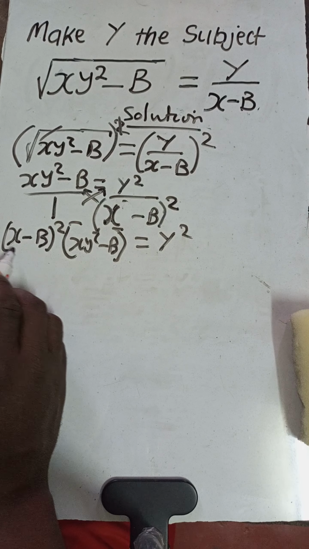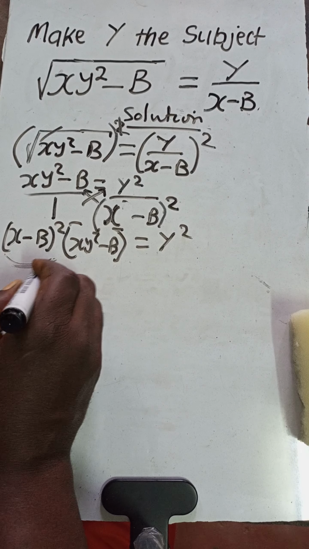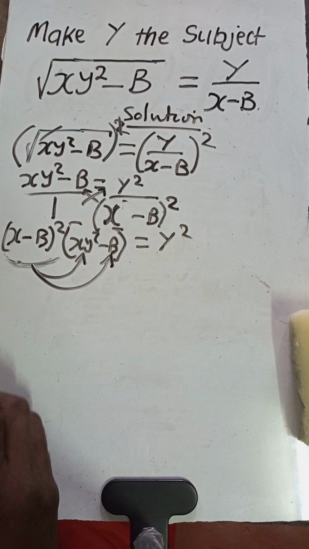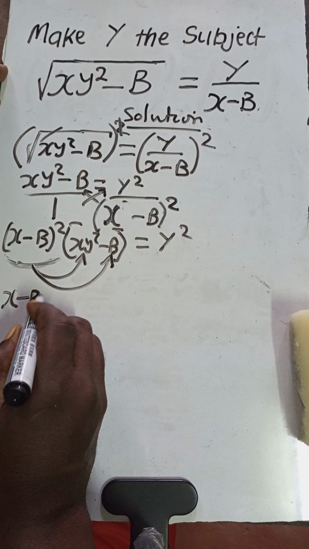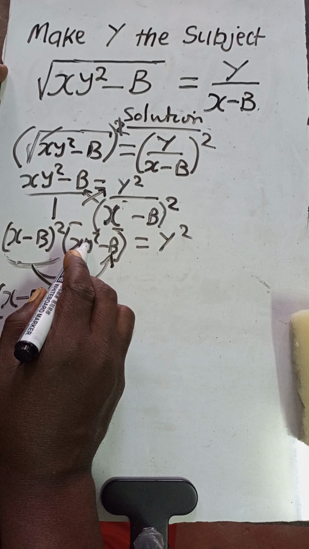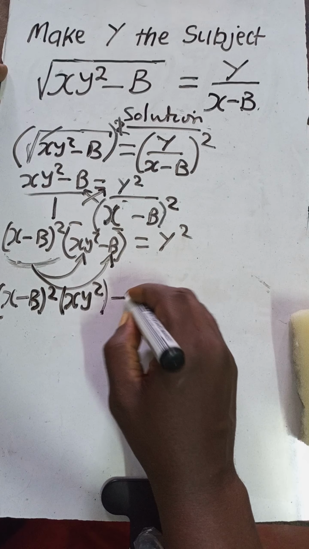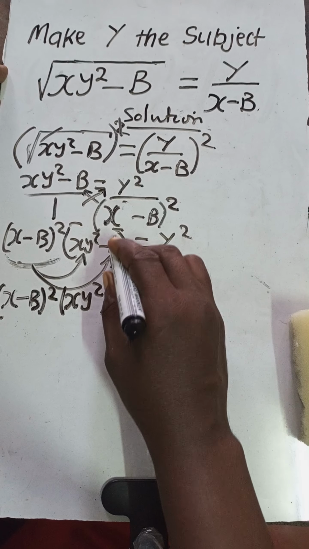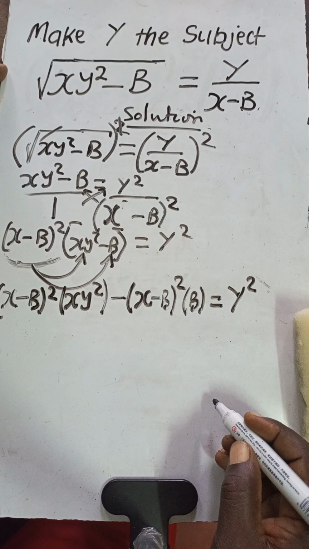So let's open this parenthesis so that we can gradually make y to be alone. We take this block, and multiply by everything inside this parenthesis. We handle it as a block, the same block multiplied to this, and to that. So we say x minus b all squared multiplied to xy squared, minus x minus b squared multiplied to b, is equal to y squared.